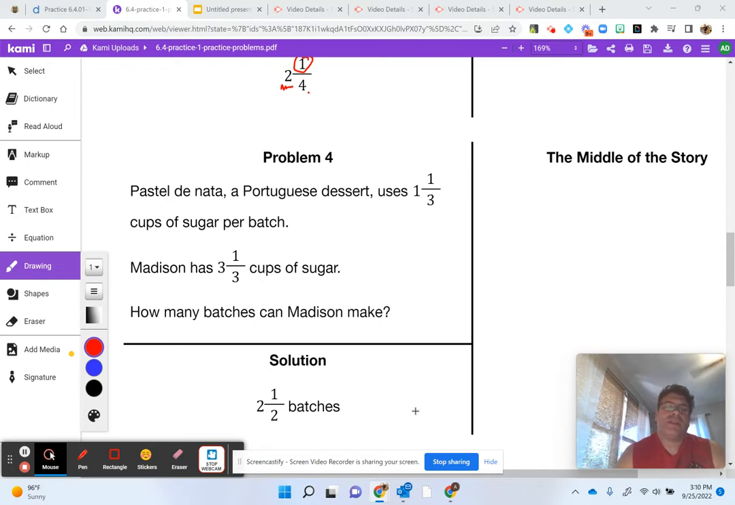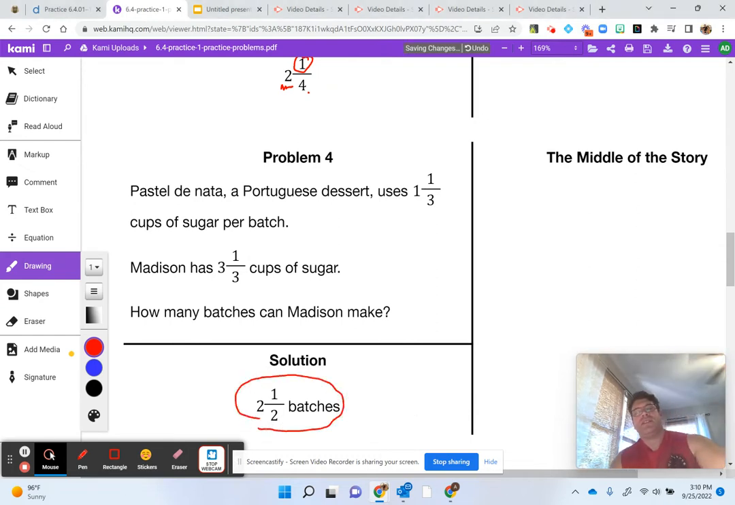So it says here, pastel de nata, a Portuguese dessert, uses 1 1/3 cup of sugar per batch. Madison has only 3 1/3 cup of sugar. That's all the sugar that Madison has in the house. And it says out of that much sugar, how many batches can Madison make? And they show here that the answer is 2.5.